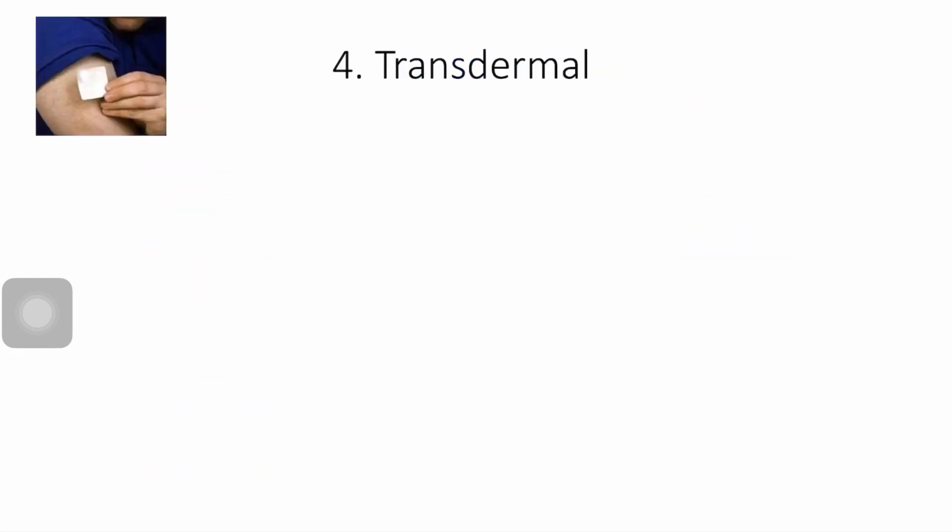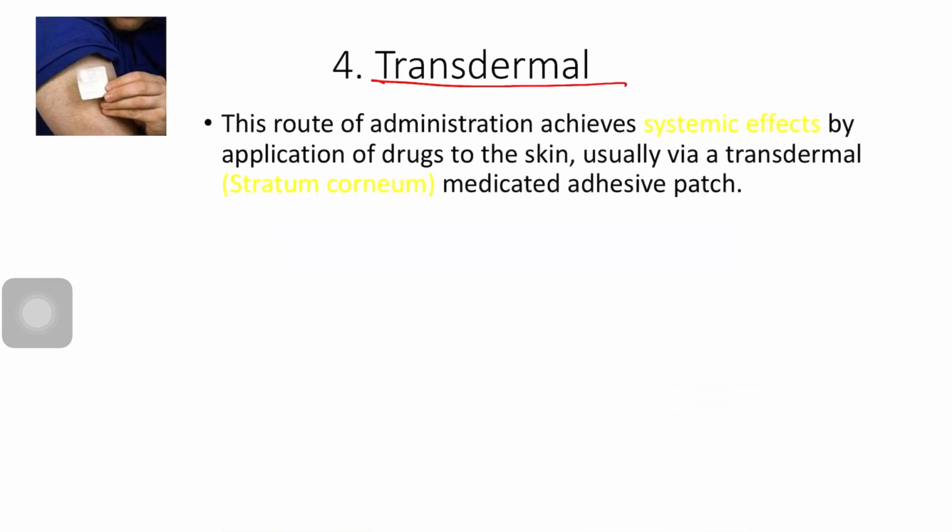Let's talk about one more route of drug administration, that is the transdermal route. As the name suggests, it has "dermal" in it, so it has to do something with skin. This route is basically used to transfer drugs through the skin. It is a route of administration that achieves a systemic effect by application of the drug to the skin. Here the drug is applied onto the skin, usually via the stratum corneum. The transdermal route is mediated through an adhesive patch.